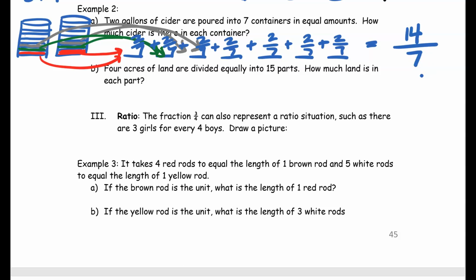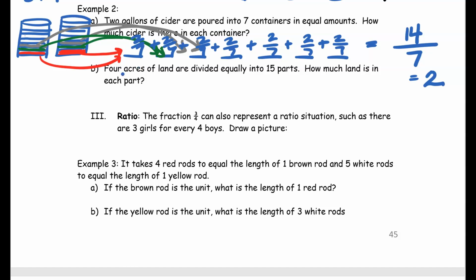Well, what's 14 divided by 7? You end up getting 2 gallons. So if you add 2/7 up 7 times, you end up getting 2 gallons, which is exactly what we have to start with. So dividing 2 gallons up into 7 containers, each container would get 2/7 of a gallon of cider. The next one is very similar.